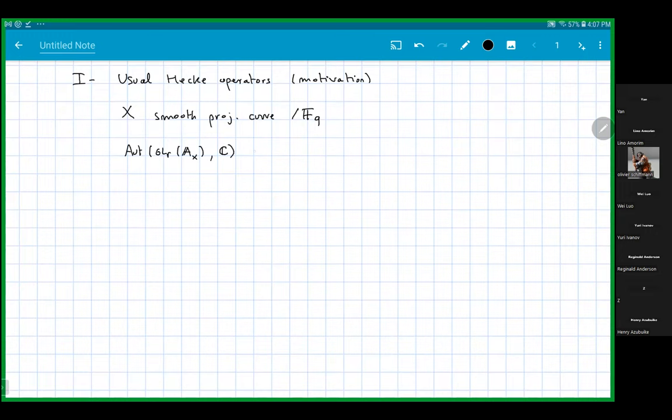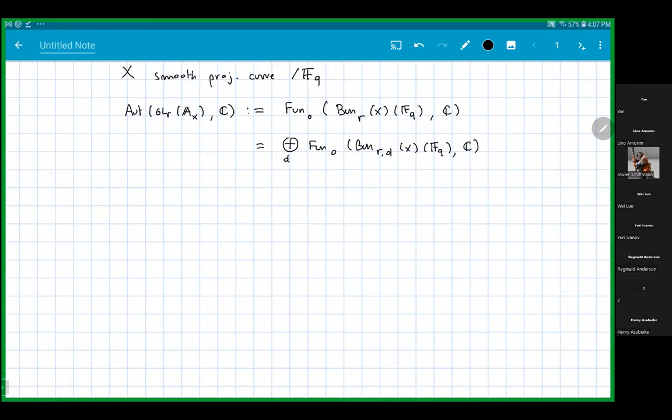With coefficients in C. This is just a very fancy way to say that I'm looking at the functions with compact support on Bun_R(X)(F_q), the F_q points, valued in C. So this is just a function on the set of F_q vector bundles over X of rank R. Of course, you can decompose this as a direct sum over all possible degrees, when you change the rank and the degree. And that's your space of automorphic forms.